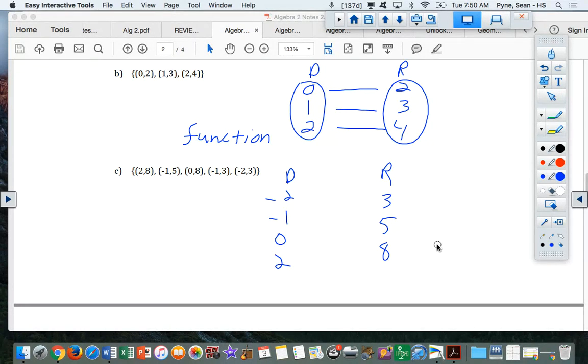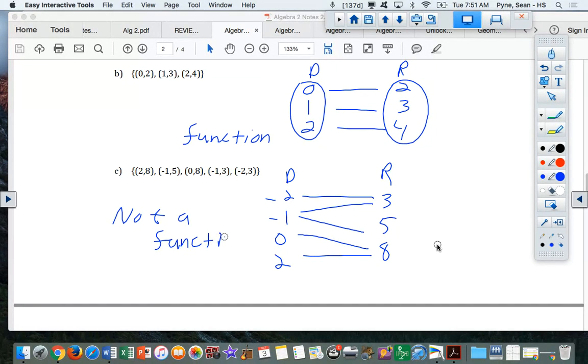All right. So we connect all the dots. 2 goes to 8. -1 goes to 5. 0 goes to 8. -1 goes to 3. And -2 goes to 3. Is this a function or not? No. Not a function. Because of the -1. Not a function. All right, easy stuff. All right, let's move on.